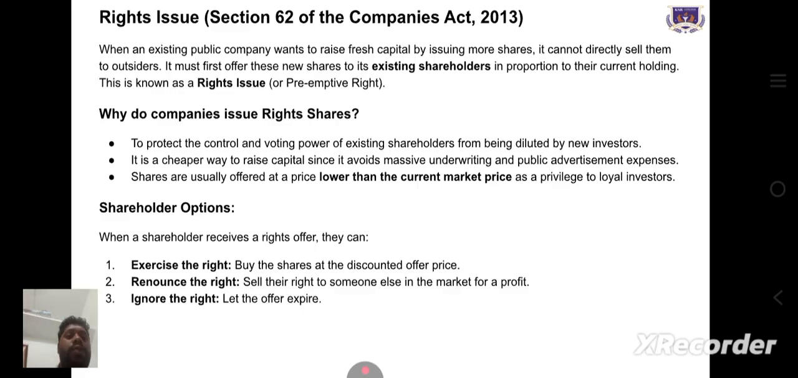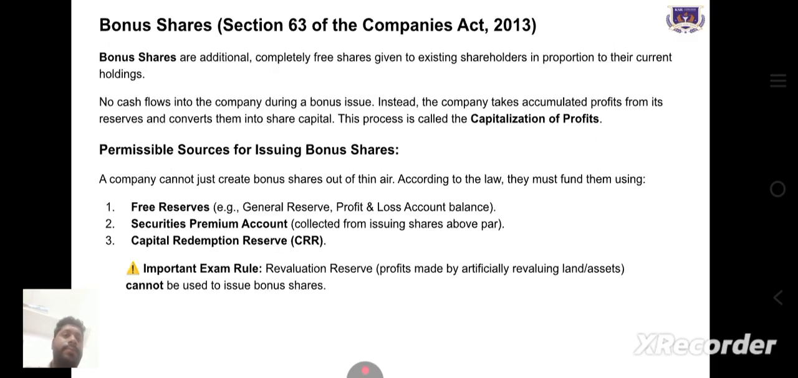Why do companies issue rights shares? To protect the control and voting power of existing shareholders from being diluted by new investors. It is a cheaper way to raise capital since it avoids massive underwriting and public advertisement expenses. Shares are usually offered at a price lower than the current market price as a privilege to loyal investors. Shareholders' options: exercise their right, renounce the right, or ignore the right.